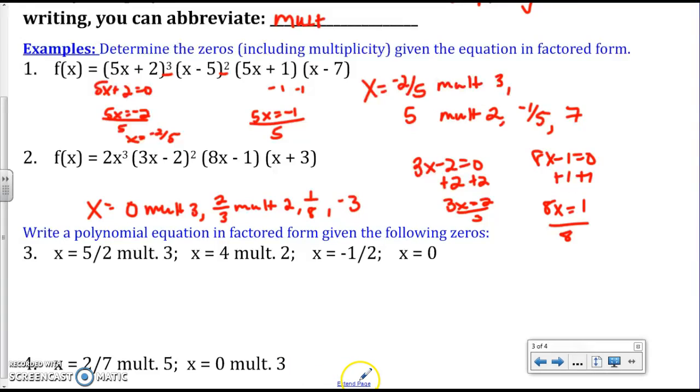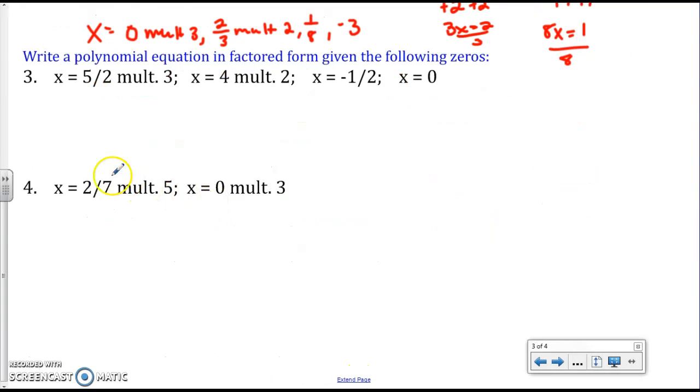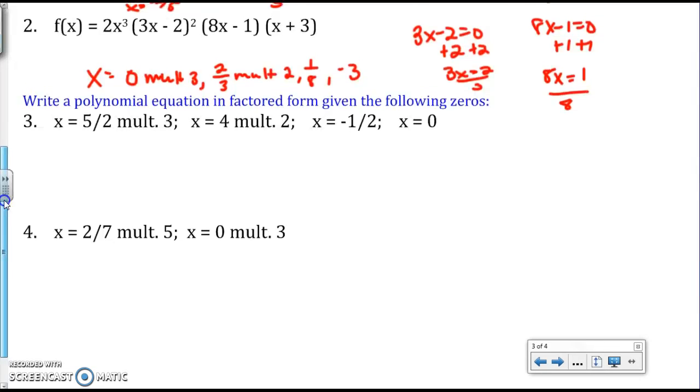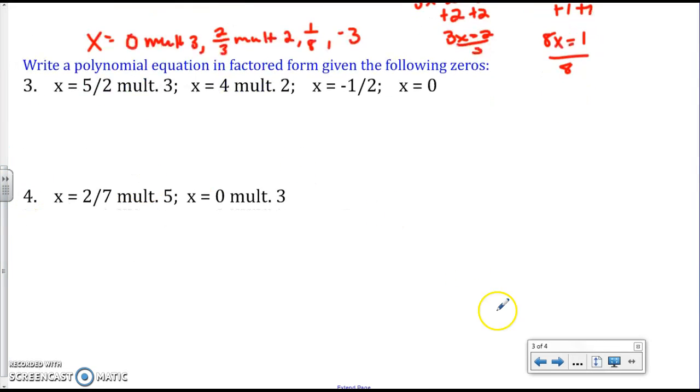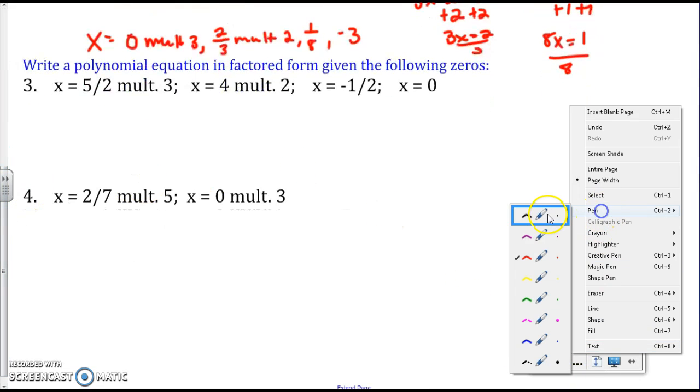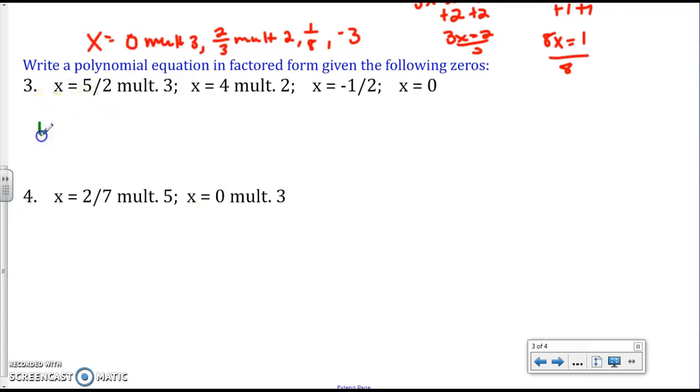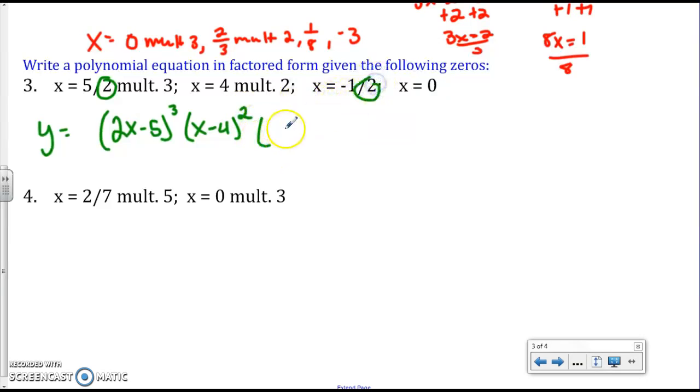Okay, so now we're going to use that and do the other method, or go backwards, and we're going to take the zeros and write out the polynomial in factored form. So remember that the denominator goes in front of my x, and I change my sign for my numerator. My exponent is 3. For the next one, it's a positive 4, so we're going to change our sign to a minus 4 with an exponent of 2.